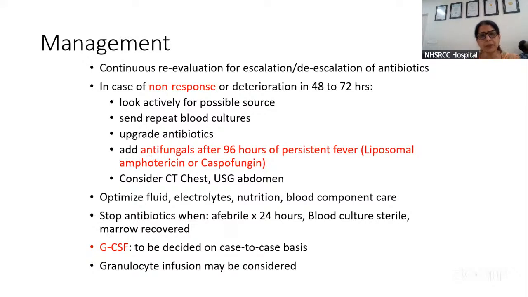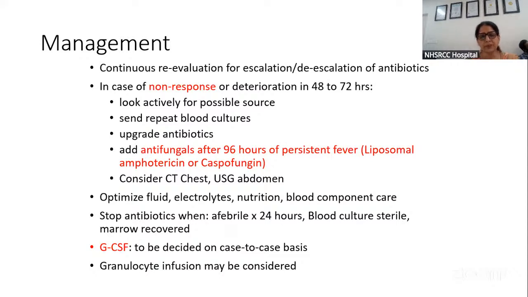You can do a CT chest and a USG abdomen. Optimize your fluids, electrolytes, nutrition, and blood component. Now, when do you stop antibiotics in these children? If the child is afebrile for 24 hours, the blood culture is sterile, and your marrow is showing signs of recovery, then probably you can think of stopping the antibiotics.